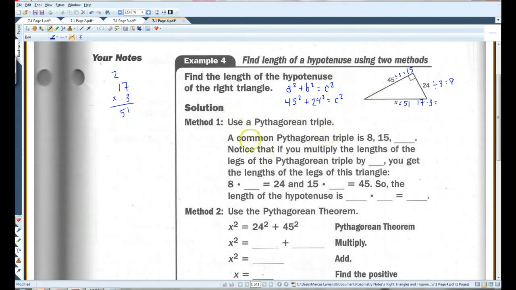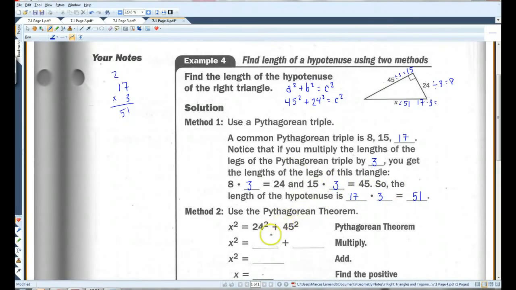Okay? A common Pythagorean triple, 8, 15, 17, we just figured that out. Notice that if you multiply the lengths of the legs by 3, you get the lengths of the legs of the triangle. 8 times 3 is 24, 15 times 3 is 45, so the length of the hypotenuse is 17 times 3, which we already figured out is 51.